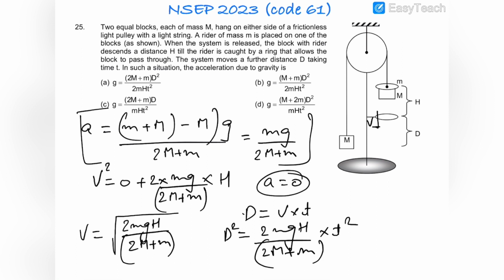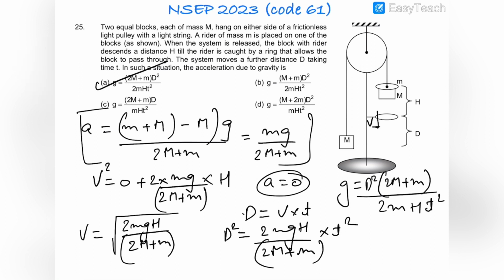Now we need to find out g. So small g would be equal to d square into 2M plus m divided by 2mh, and this is t square also. So you can see that the correct option would be option A. Okay, so the correct answer is A. Now we move on to the next question.